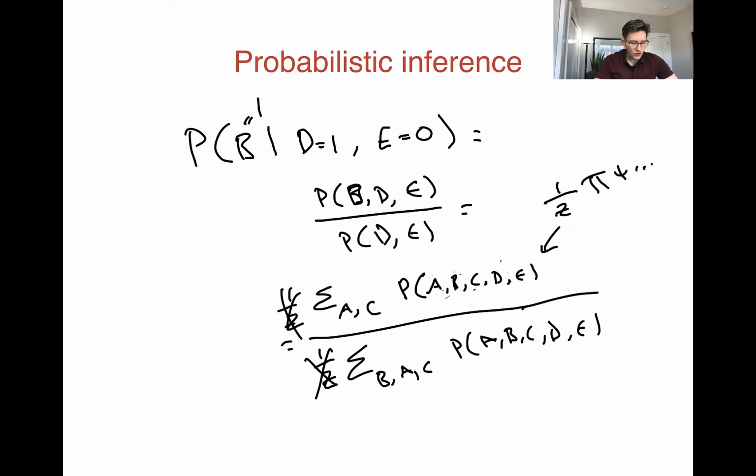But in order to get this denominator, we still have to do this big sum over all the variables in the network except for the ones that we've explicitly defined according to our query and our evidence. So it's kind of two sides of the same coin. In all these cases, the big issue is that in general, there are usually a bunch of variables that we don't care about, and we have to marginalize over them, which involves a big sum.